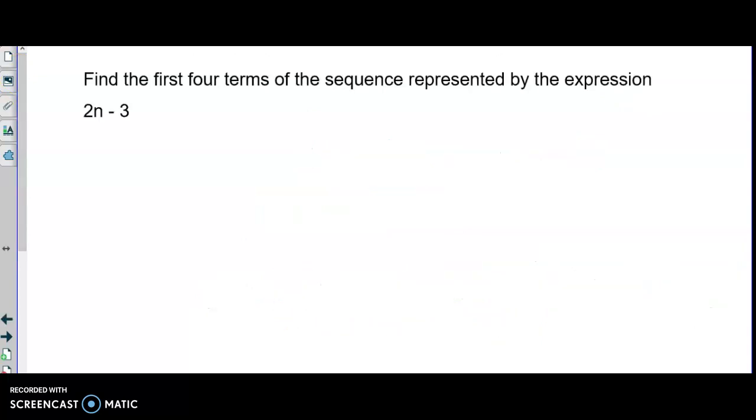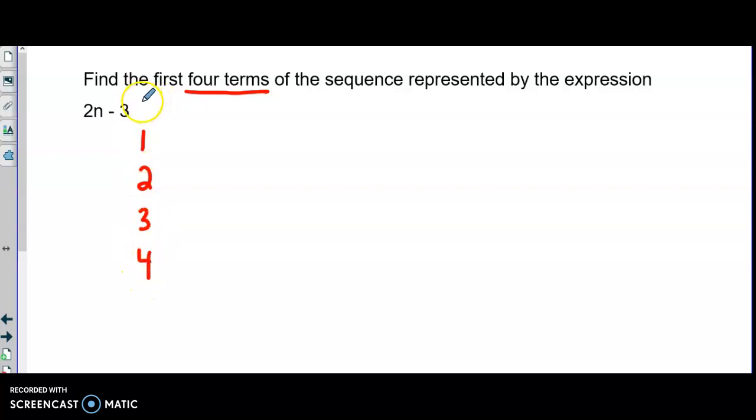All right, let's look at the next set of questions. Find the first four terms of the sequence represented by the expression. So now we're not given some terms, we're given an actual rule. So in order to use this, we just need to plug in. We want to find the first four terms. So we're going to plug in a 1, a 2, a 3, and a 4.